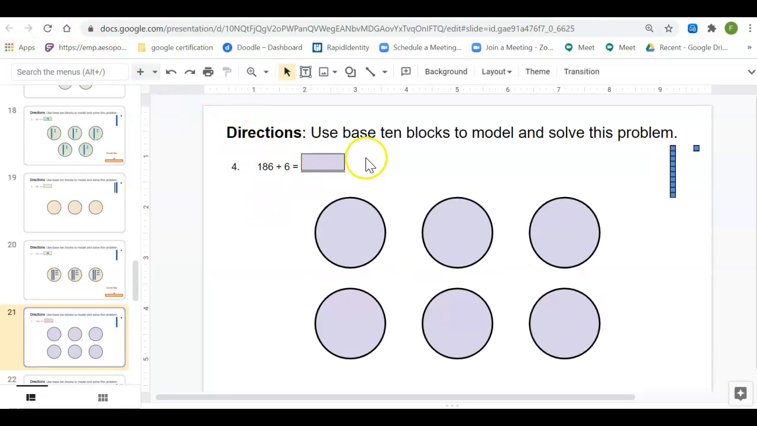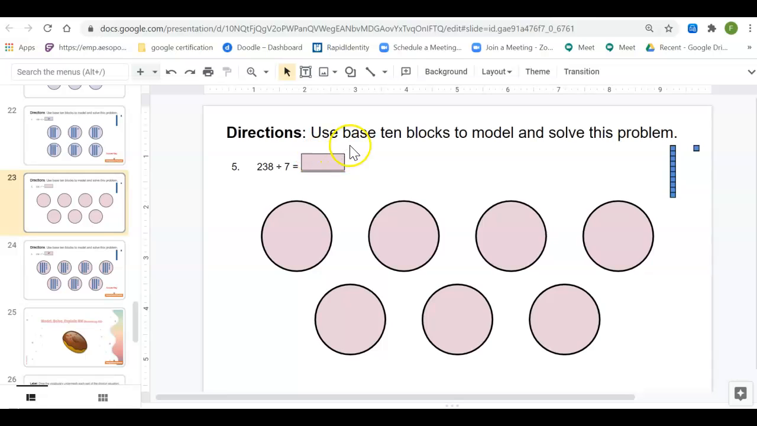And our fourth problem, same instructions, 186 divided by 6. Same instructions again. And number 5, same directions, use base 10 blocks to model and solve this problem. 238 divided by 7. And you're just moving the base 10 blocks inside of the circles. You're distributing that 238 evenly into these 7 circles. So we're going to pause the video and give you a chance to work on these, and I will come back and show you the answer to number 1. But I want you to work on them first.